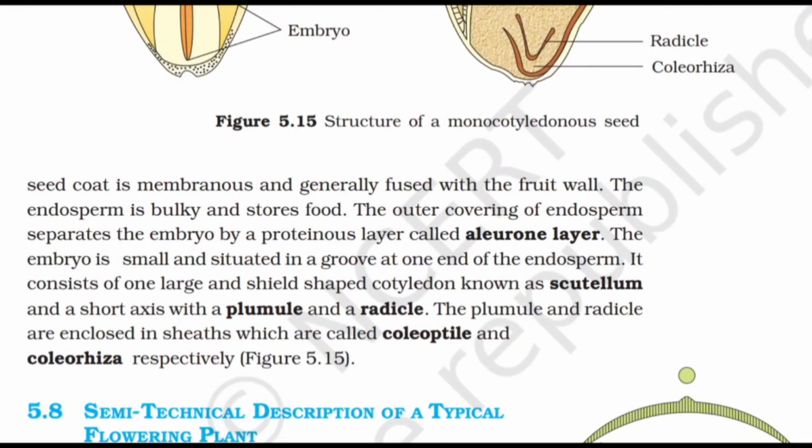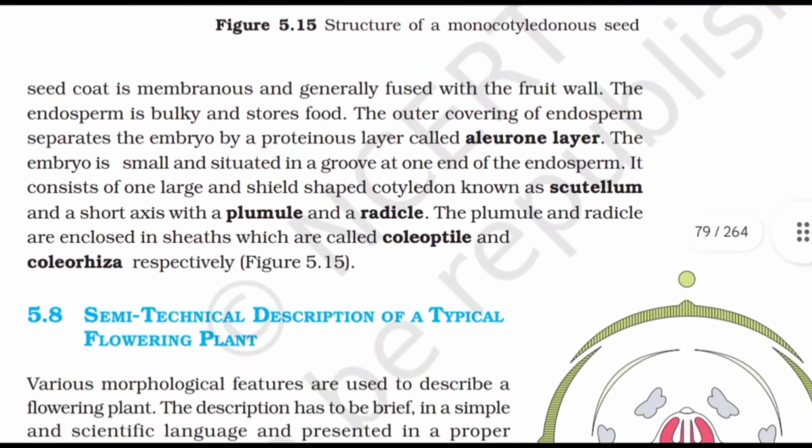The outer covering of endosperm separates the embryo by a proteinaceous layer called the aleurone layer. The embryo is small and situated in a groove at one end of the endosperm. It consists of one large and shield-shaped cotyledon known as scutellum and a short axis with a plumule and radicle. The plumule and radicle are enclosed in sheaths which are called coleoptile and coleorhiza respectively.